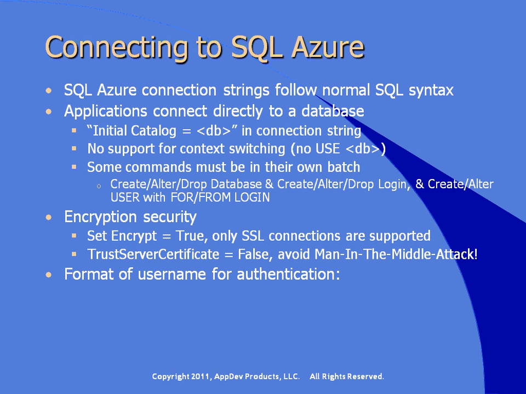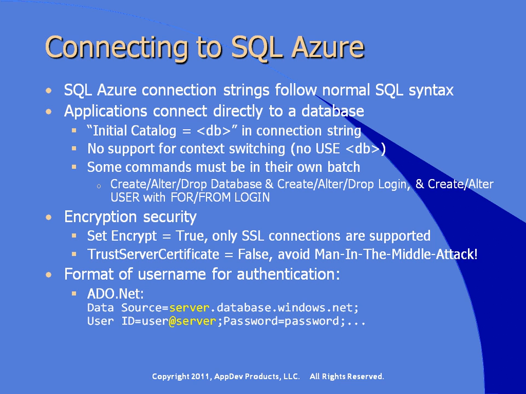Now, the format of the username and server name for authentication is critical, meaning for ADO.NET, it's Data Source equals server.database.windows.net, and the User ID equals user@servername. Now, the server name does not need to be the whole server.database.windows.net. It just needs to be user@server. So the username and server name must be in these formats in order to connect to SQL Azure, either through SQL Server Management Studio or specifically the application.